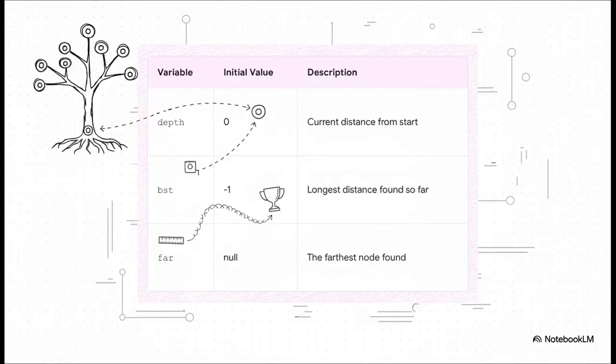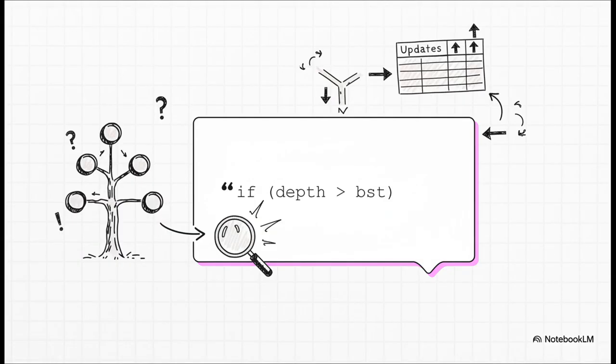Now, as our search does its thing, we're going to keep an eye on a few key variables. First is depth. That's just our current distance from where we started. Then there's best, which stores the longest distance we've found so far. And finally, we have far, which remembers which node actually gave us that best distance. This one line of code, this is the heart of the whole operation.